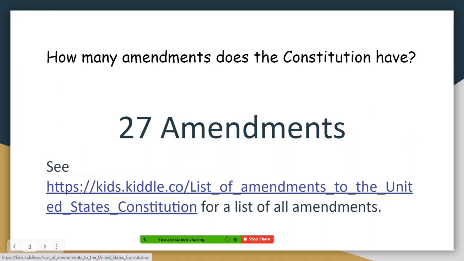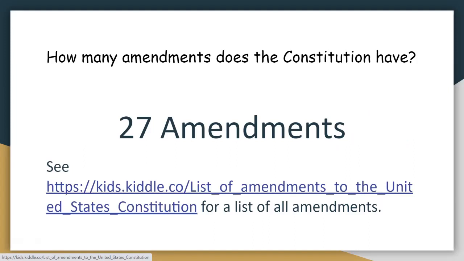Our question number 7: How many amendments does the Constitution have? The answer to that question is 27. I know there's more than just the 10. They're the Bill of Rights, Bill of Rights. You know how you had that song in your head.